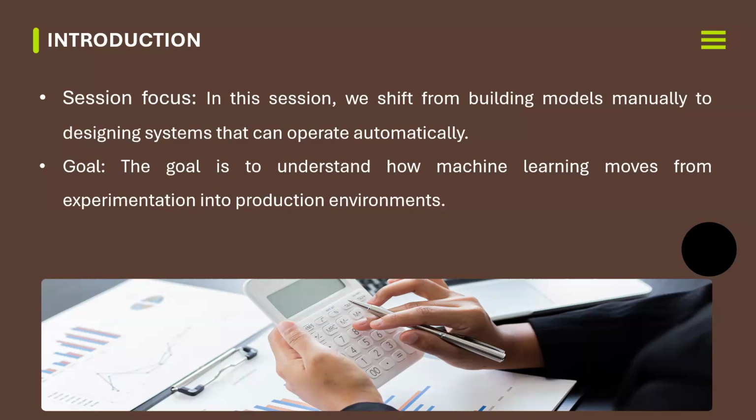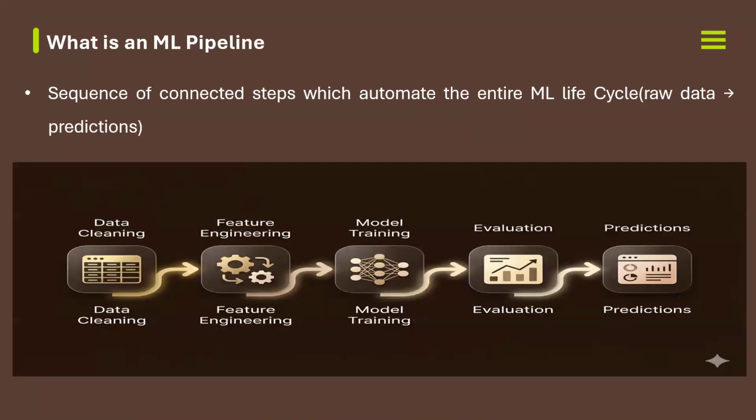You take out a lot of the manual things you'd have had to do, and then you just click a button, and your model is retrained and ready to work. So what is a pipeline? It's a sequence of connected steps which automate the entire ML lifecycle, right from the raw data into prediction.